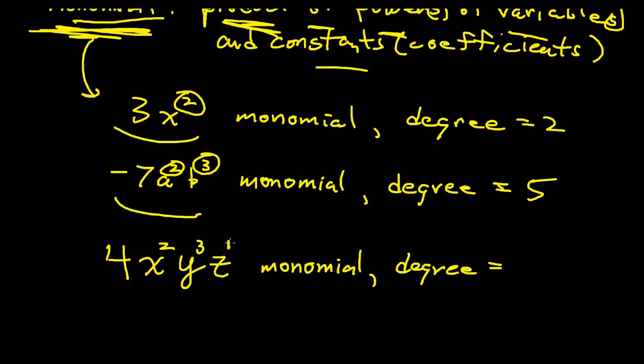Right? Z to the first power is indeed equivalent to z. So if I add up all these exponents here, 2 plus 3 plus 1 is going to be degree 6. Common mistake is to call that degree 5. Oh no, please note, this is a degree 6 monomial.